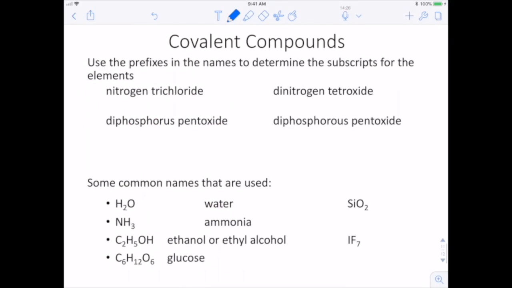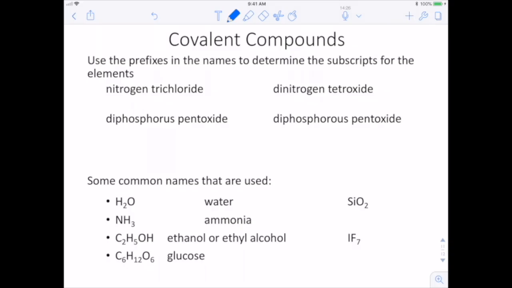Okay, so now let's work backwards. Let's use the prefixes in these names to figure out what the ratio of atoms are in the molecule. These should be pretty straightforward. So nitrogen trichloride, right? There, we're done. There's 3 chlorines. Diphosphorus pentoxide. So we know that there's a phosphorus, and we know that there's oxygen, and there are 2 phosphorus atoms, and there are 5 oxygen atoms. Now there's nothing else here to figure out. You don't have charge states to work with because these are not ionic compounds. These are covalent compounds, so all you have to work with to know how many there are is by looking at the prefixes.